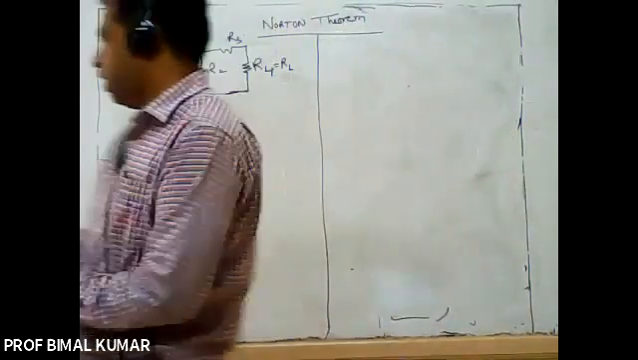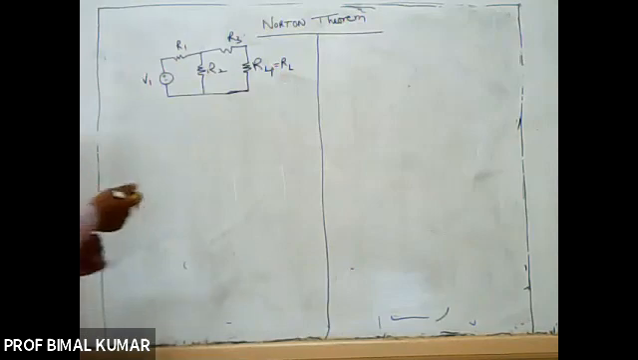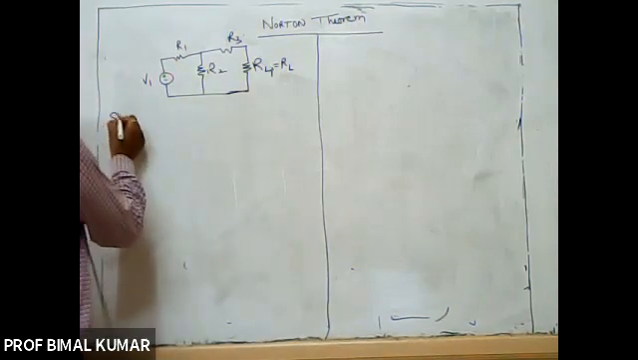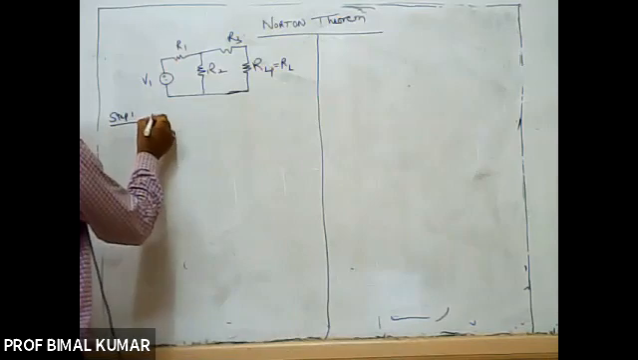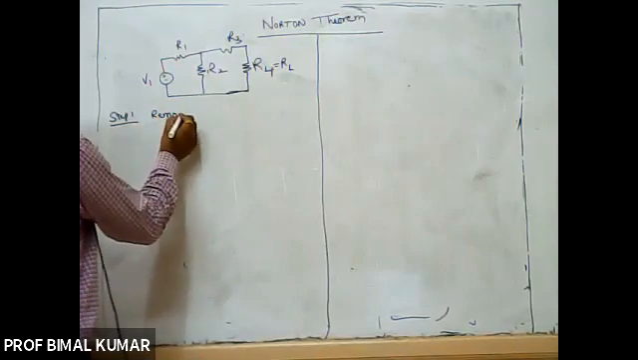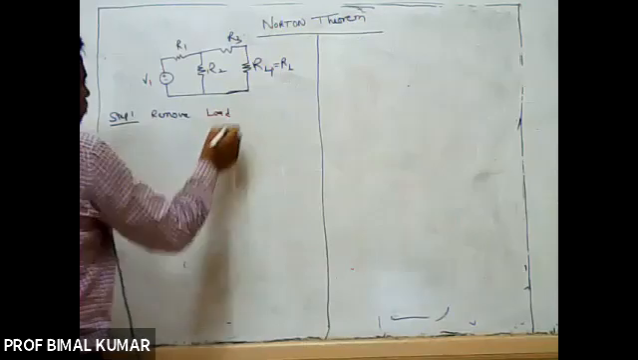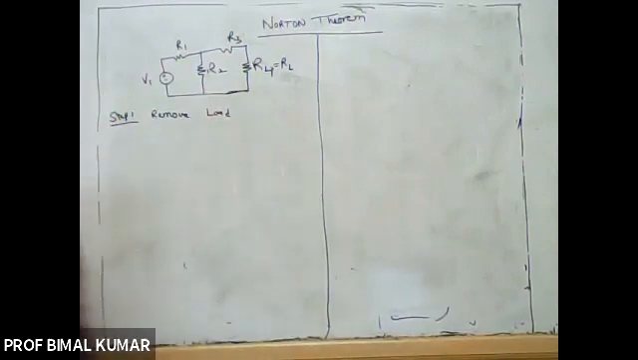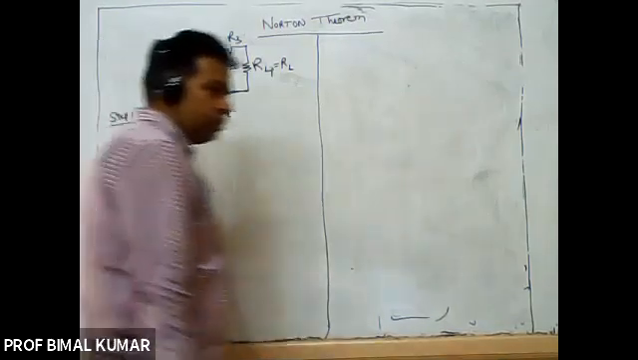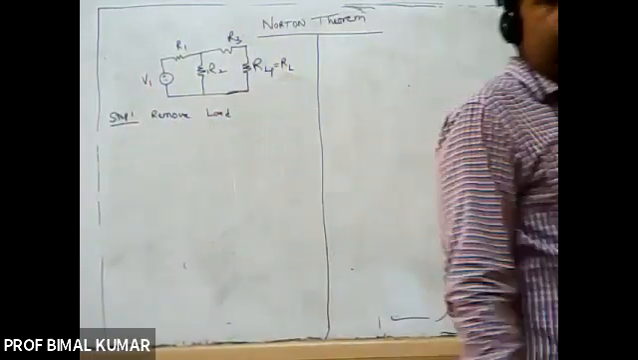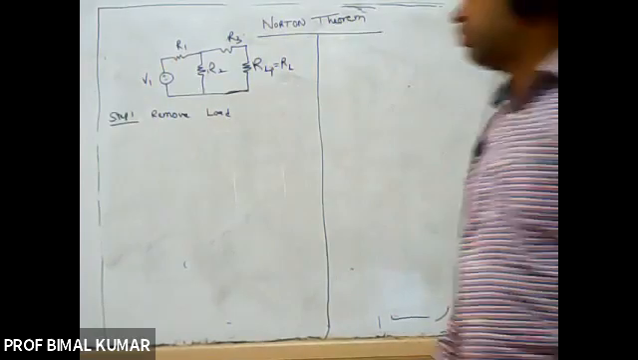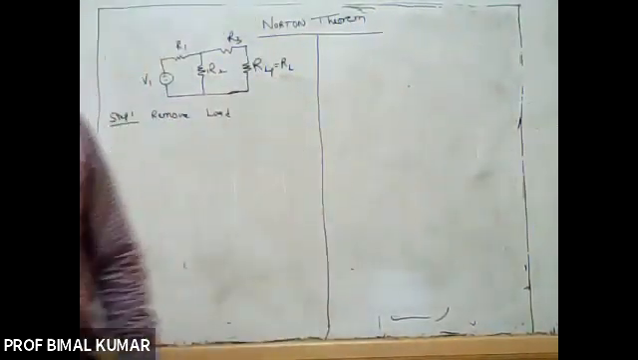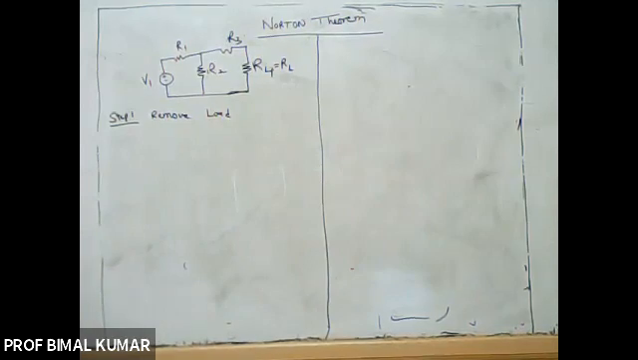So in this case again, step 1 is to remove the load resistance. Up to here the steps are the same. The only difference is that in the Thevenin theorem I represented the equivalent resistance with RTH, and here I will represent that as Rn. Otherwise, the methodology to calculate R equivalent or R Thevenin will remain the same.